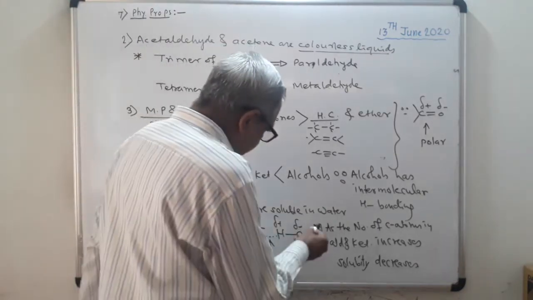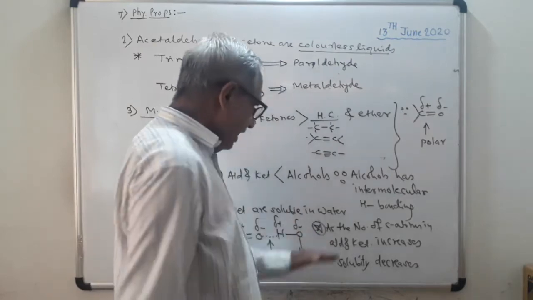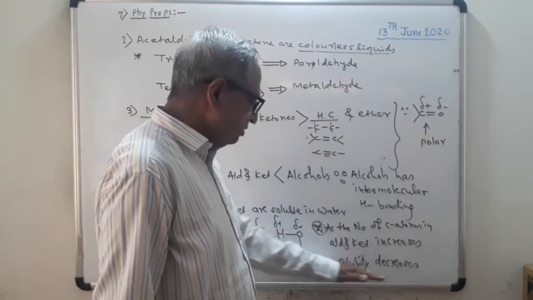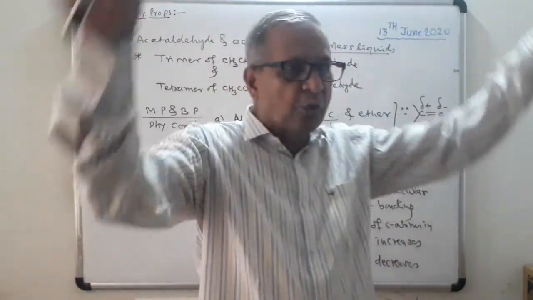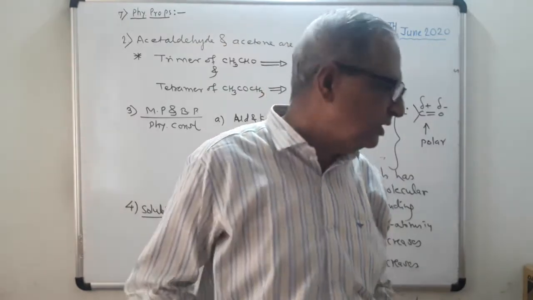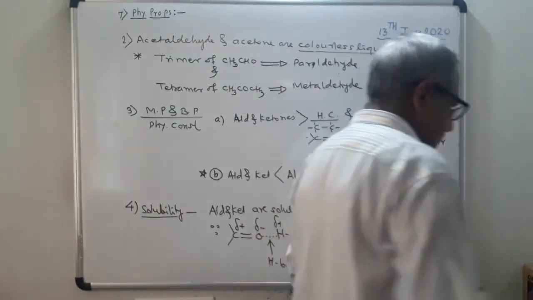This is another important question here. As the number of carbon atoms in aldehyde and ketone increases, the solubility decreases because the hydrophobic part increases, surface area increases, and therefore solubility decreases.